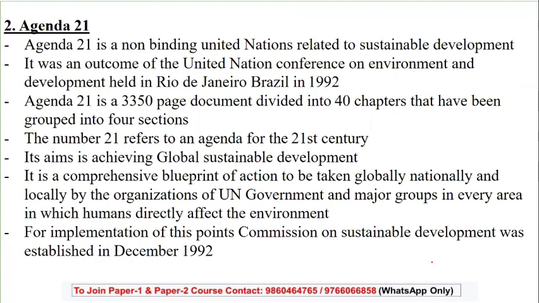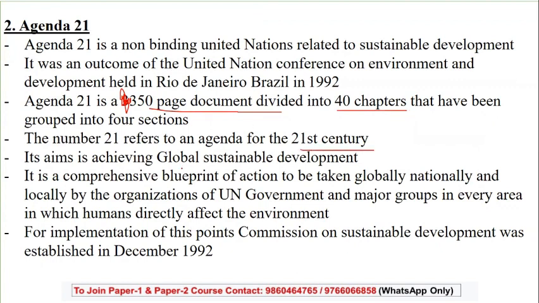Now, what is this Agenda 21? It's a non-binding United Nations plan related to sustainable development, an outcome of the United Nations Conference which was held in 1992. It is a 350-page document, which is divided into 40 chapters and 4 sections. The 21 refers to the 21st century.